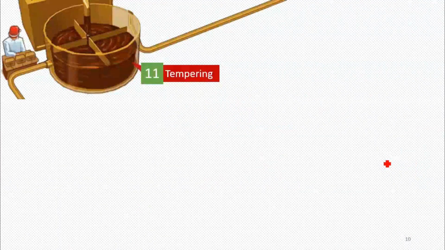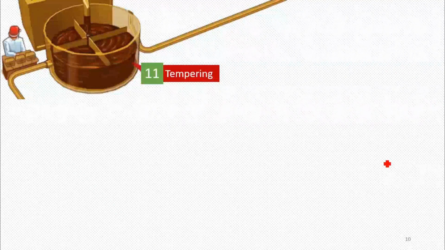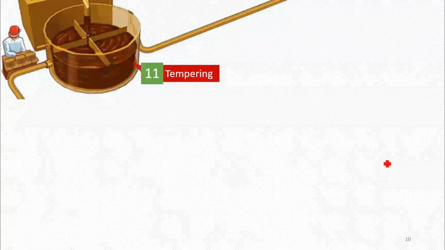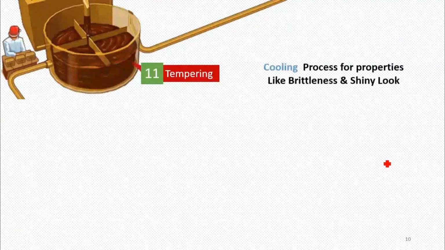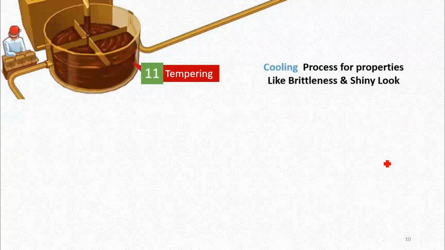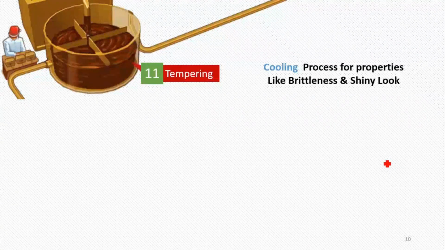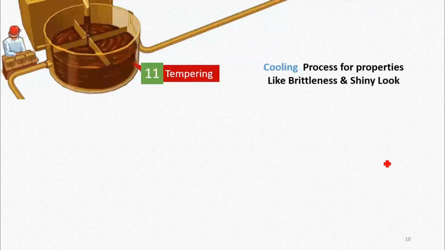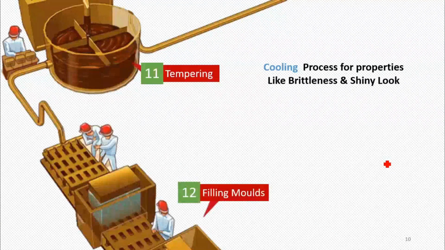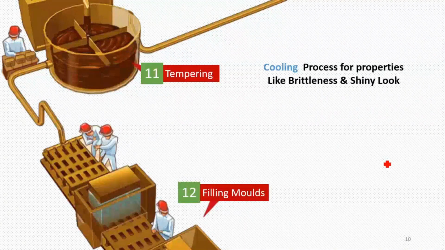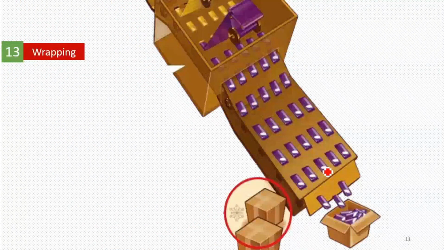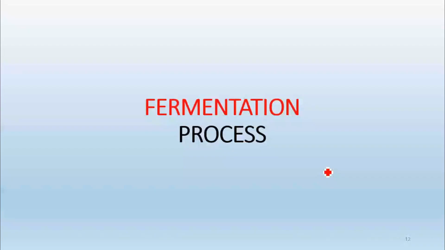Tempering is quite easy. Up until now, up until the 10th step, we just used heat. It was all about heat. Now comes the phase when we have to cool the material. So tempering is basically a cooling process, and due to this cooling process, chocolate gets its characteristic features like the shiny look and brittleness. And at last, the material will be put into these molds, and finally when the things are dried, they will be wrapped and the product is ready. I hope you got the series of steps.